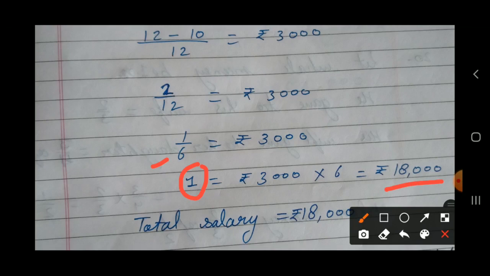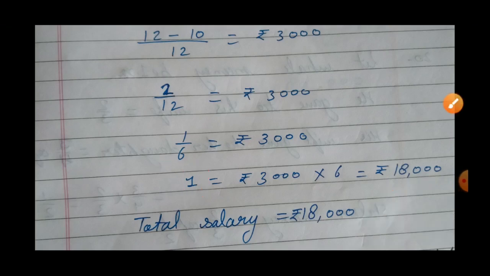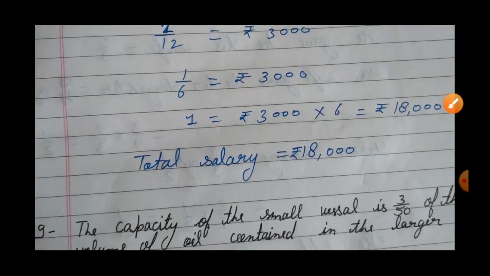This is equal to 1, which means that in the starting we considered 1 to be the whole salary. Now the total salary is 18,000.